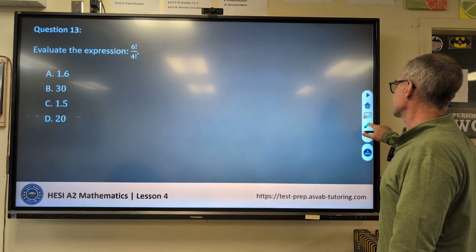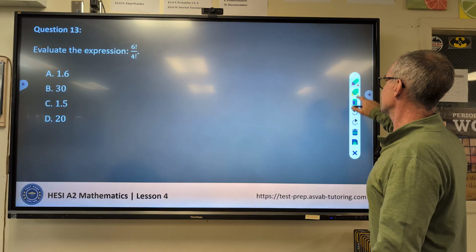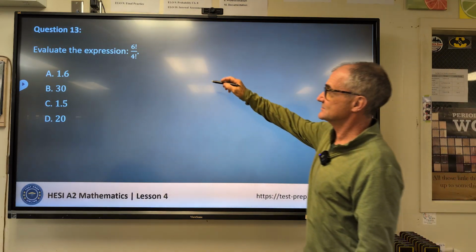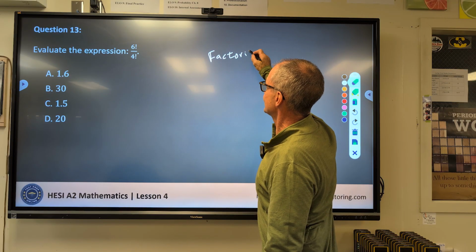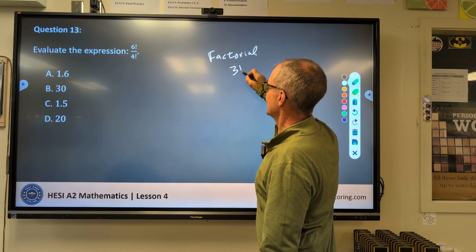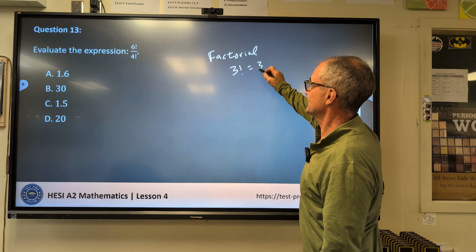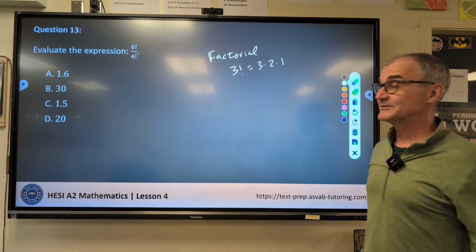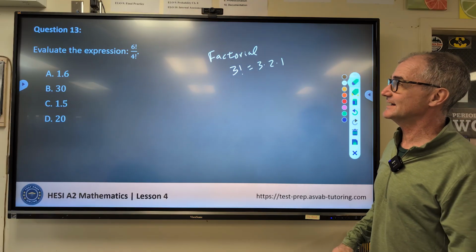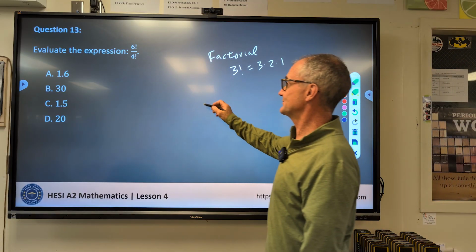Evaluate the expression. Those things right there are called factorials. What a factorial is, you multiply down from that number. So 3 factorial is equal to 3 times 2 times 1. It doesn't mean 3 with emphasis. It means multiply all the way down. So I'm going to write that out up above.